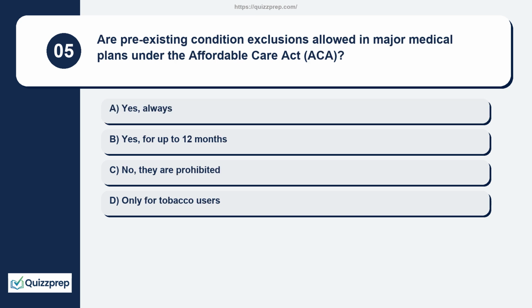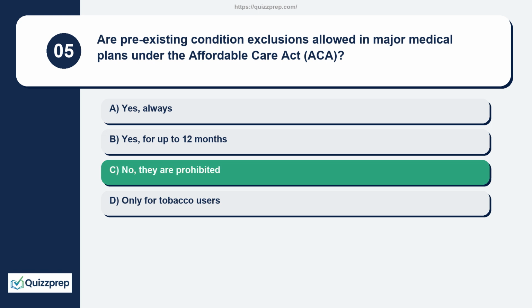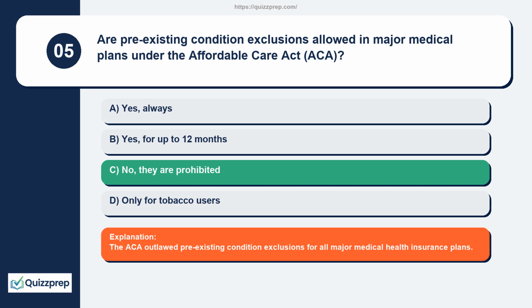Question 5. Are pre-existing condition exclusions allowed in major medical plans under the Affordable Care Act, ACA? Yes, always. Yes, for up to 12 months. No, they are prohibited. Only for tobacco users. The ACA outlawed pre-existing condition exclusions for all major medical health insurance plans.